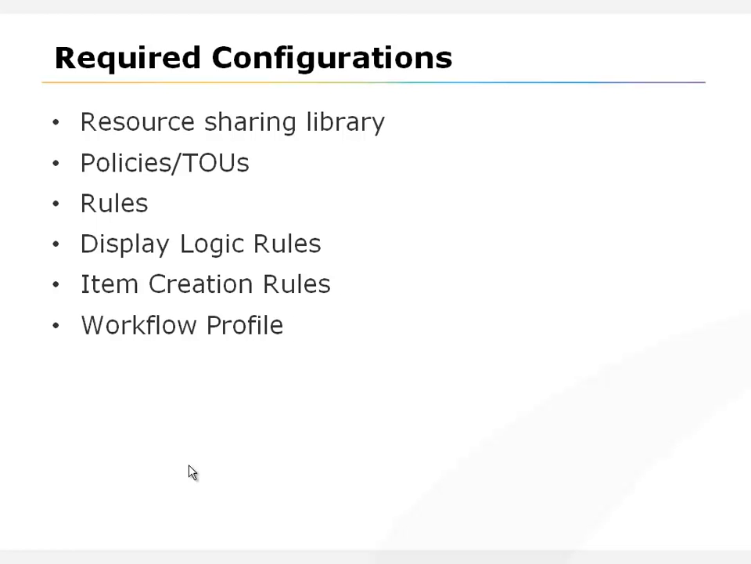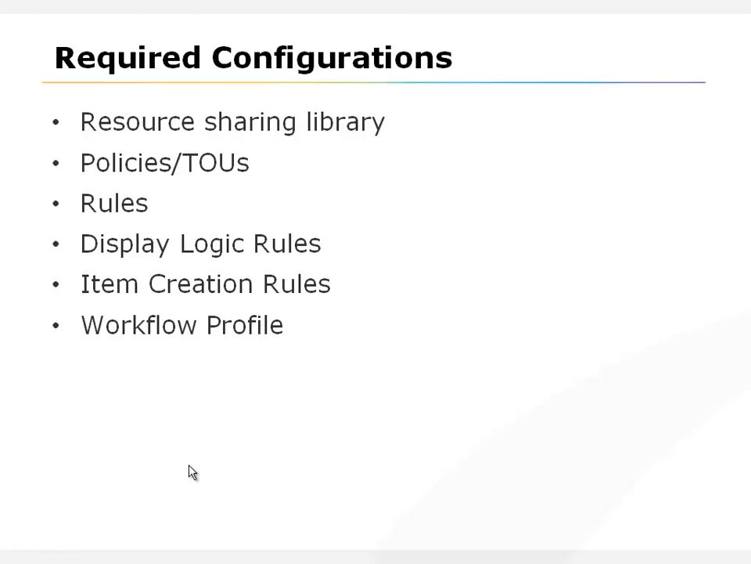Just to briefly mention, the resource sharing library and the fulfillment unit have two additional sets of rules which have to do explicitly with managing the resource sharing request itself. There is a borrowing resource sharing rule type and another lending resource sharing rule type, which are intended to manage the way that the resource sharing request itself is controlled.